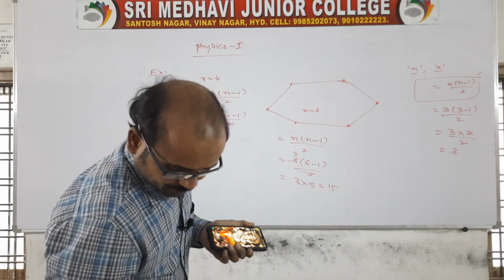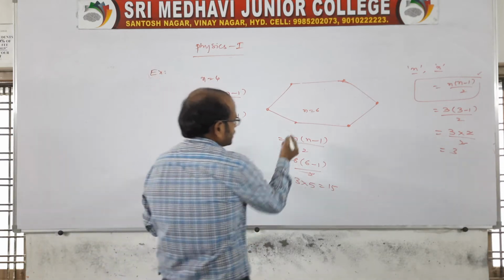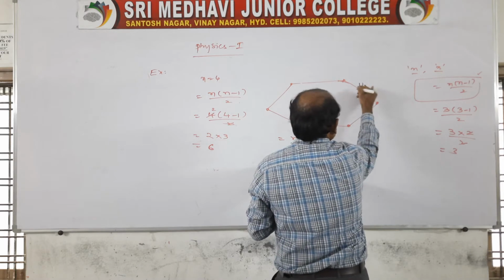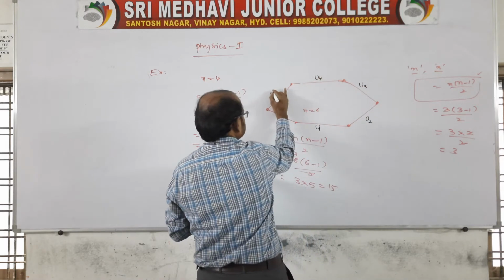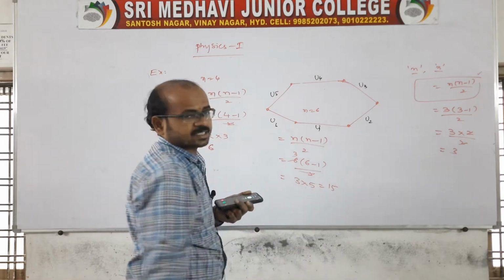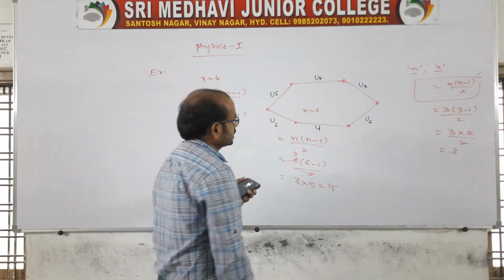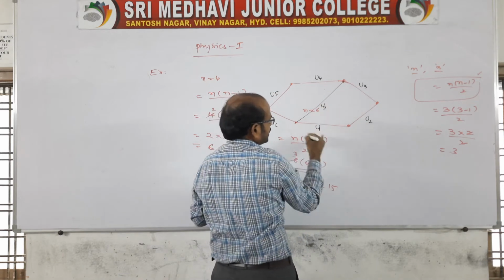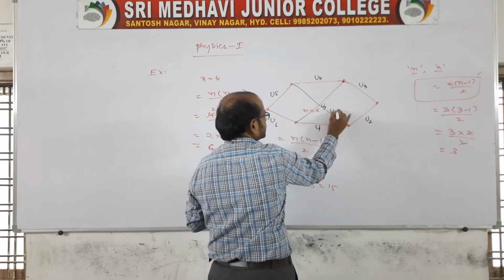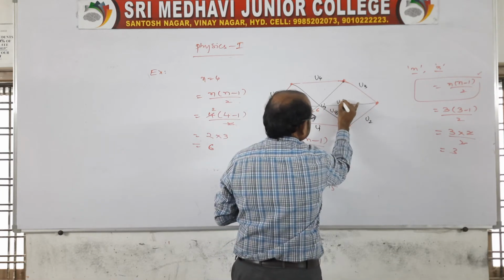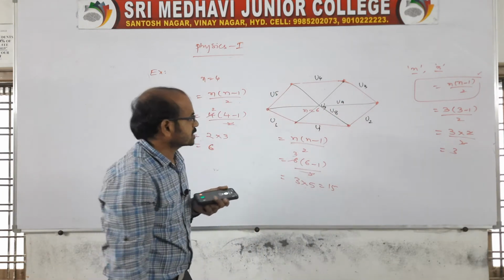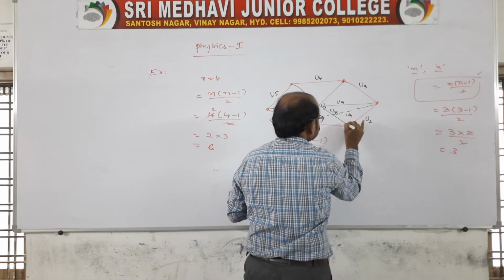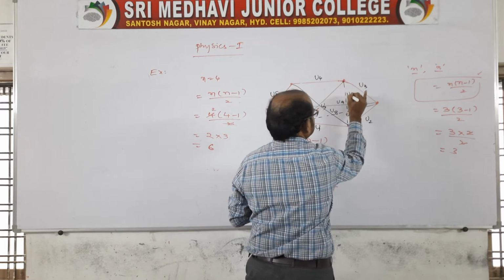See, you take between these two U1, between these two U2, between these two U3, between these two U4, between these two U5, between these two U6. 6 is over. Now between these two you say U7, and between these two U8, and between these U9, right? Now between these two U10, right?